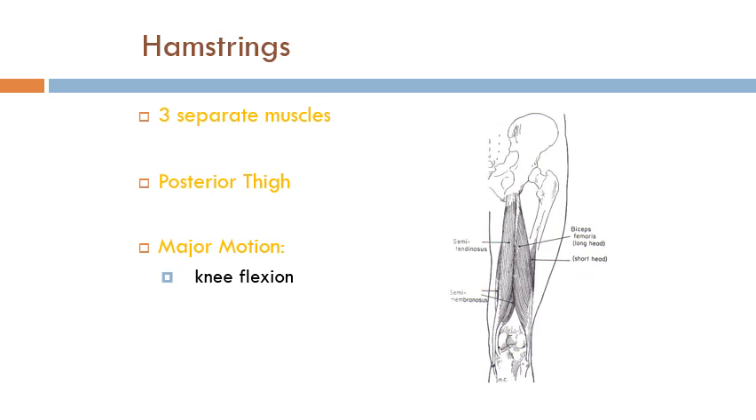Okay, so the motion at the knee is knee flexion, but because of their origin, now they don't cover up. It's not like the rectus femoris where you have that direct cover up, but if you look here, they cross the hip joint. So they're going to do hip extension and knee flexion, is what the hamstrings are going to accomplish.